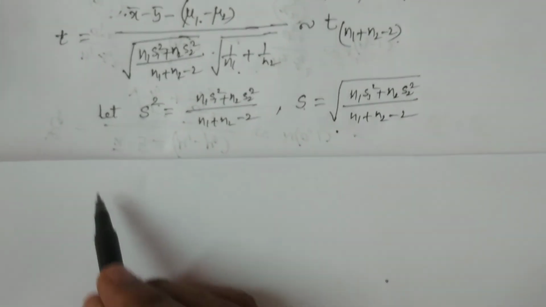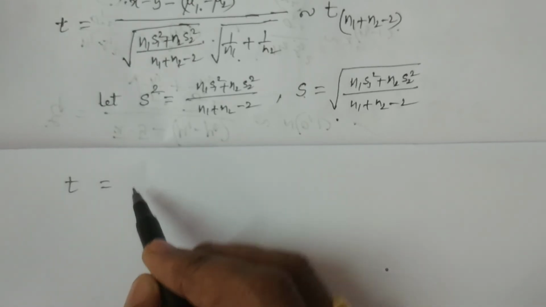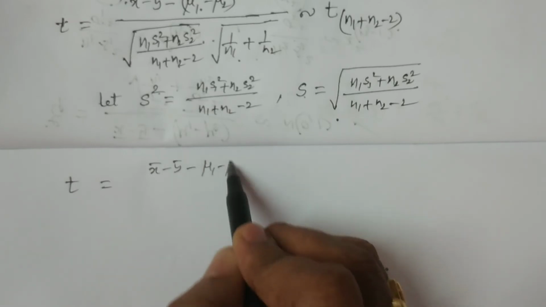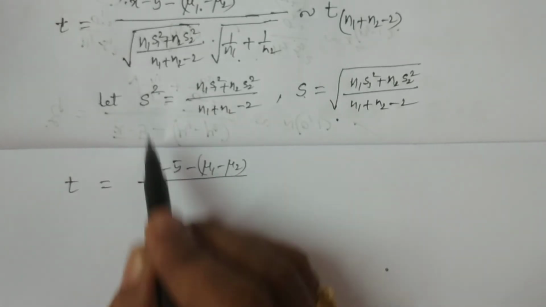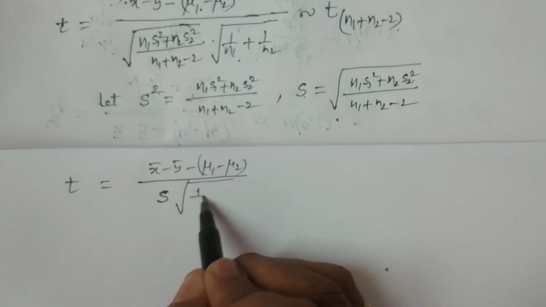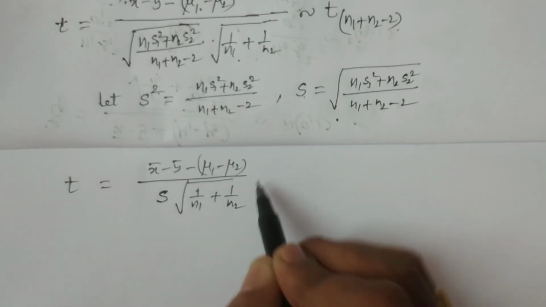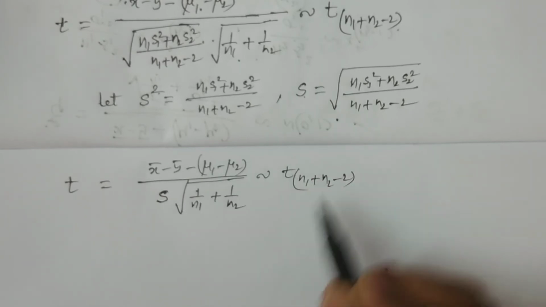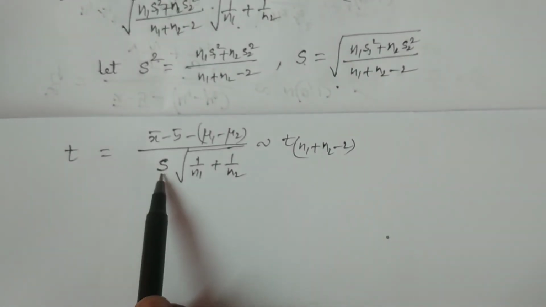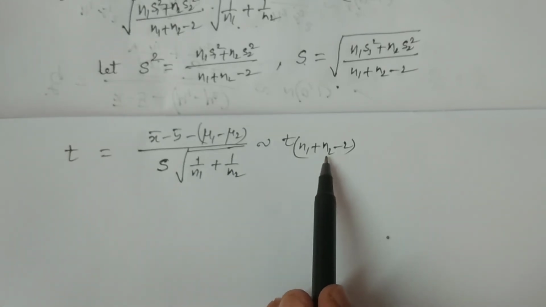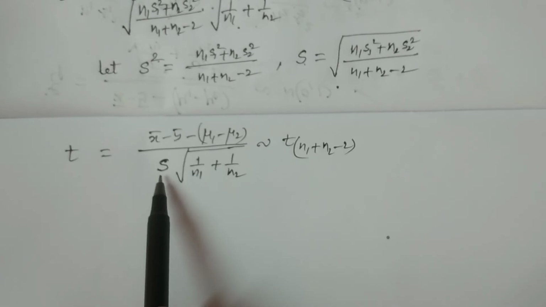Right. Therefore, t now becomes t is equal to (x bar minus y bar minus (mu1 minus mu2)) divided by capital S multiplied by the square root of 1 by n1 plus 1 by n2, which follows a t distribution with n1 plus n2 minus 2 degrees of freedom. Where is n1 plus n2 minus 2? It is there in the formula of capital S. You don't confuse that. Capital S is nothing but where n1 plus n2 minus 2 appears, in this particular formula.